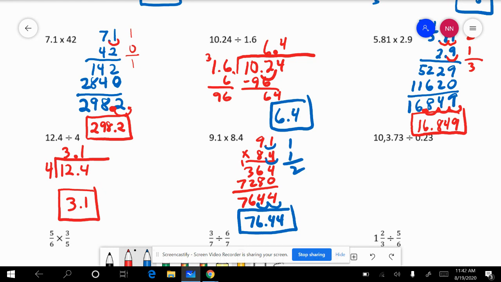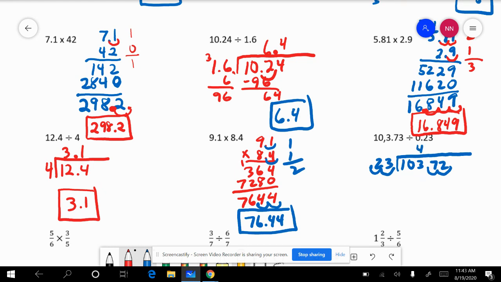Looking at our last one, I have 0.23. That's the divisor. And then what I'm going to do is I'm going to divide 103.72. I'm going to move the decimal place 2 places. And I'm going to see how many times does 23 go into 103.